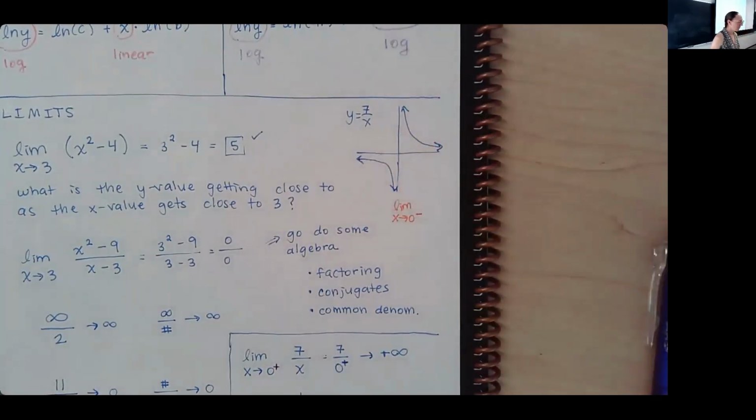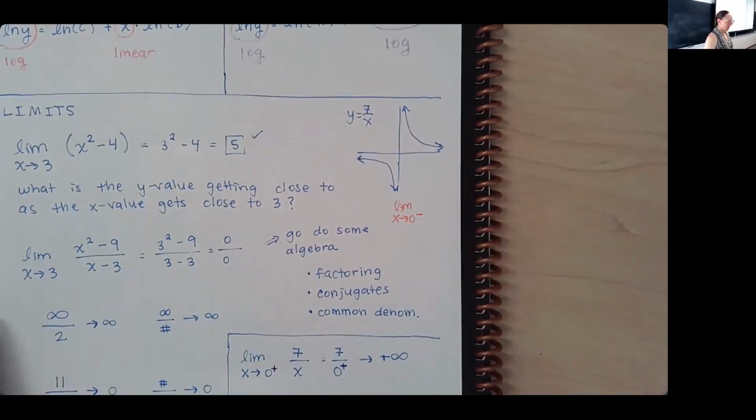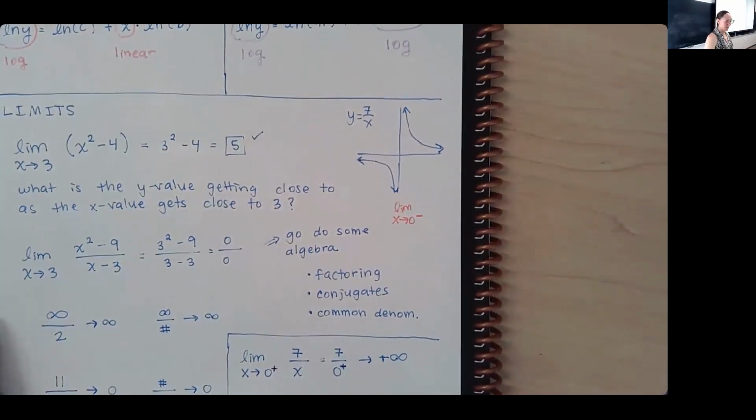Will they tell us? If they don't, and you get a number over 0, you should split it up and do the left side and the right side. Most of the time, they're going to tell you that it's coming from the right or from the left. But if it's not there and you do the limit and you end up with a number over 0, you should check both. Okay. And flip the page.